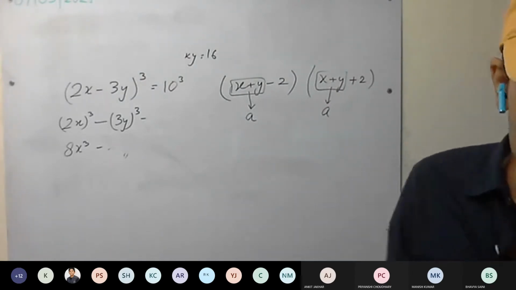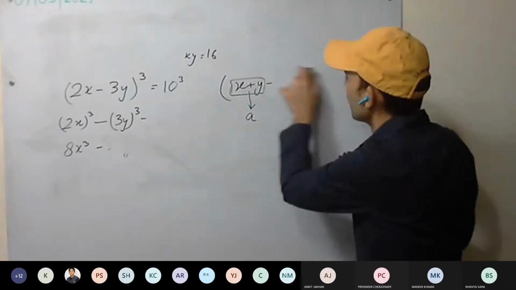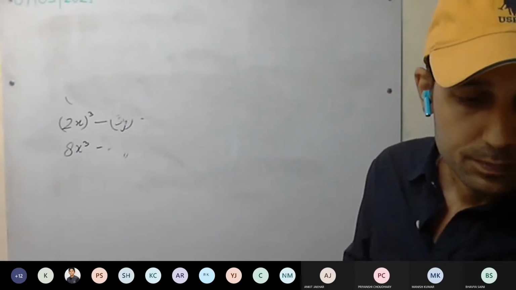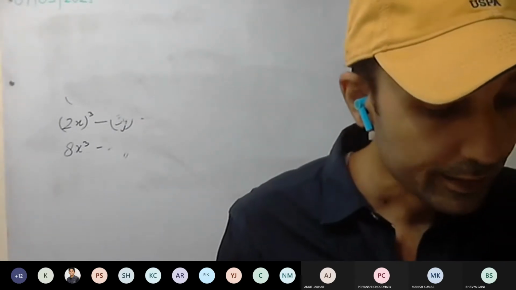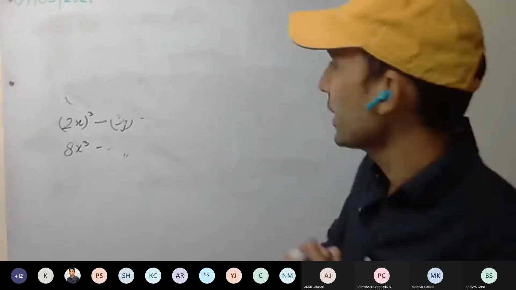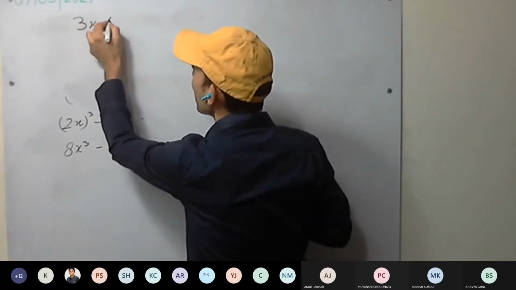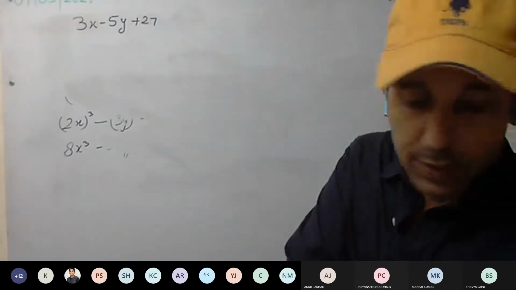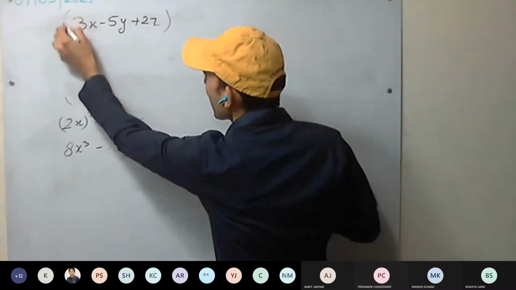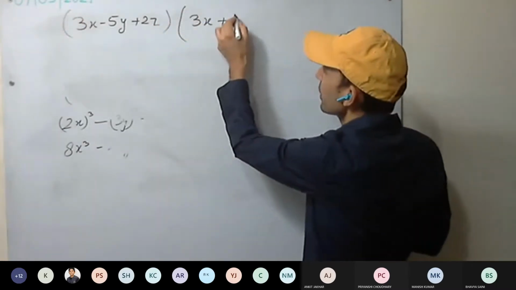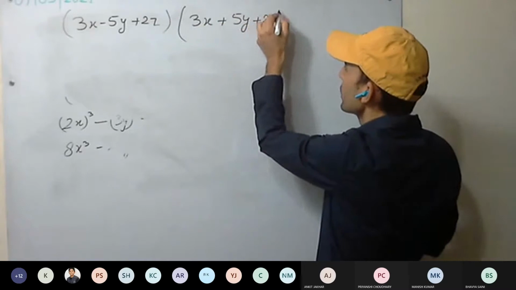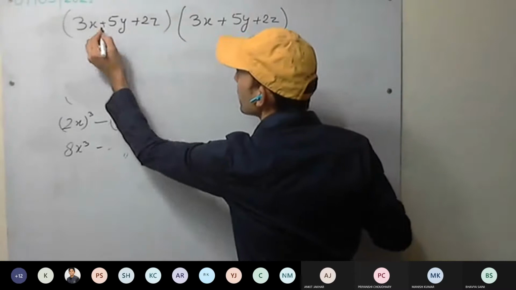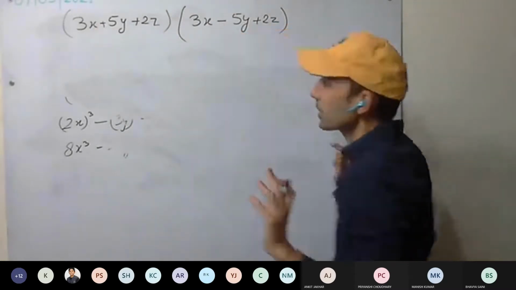Okay, so in the first one, what should we take? I'll repeat afterwards. Plus 2z, 3x. See here. 3x minus 5 plus 2z. This comes plus 2z. And in the next it is given 3x plus 5 plus 2z. This is given 3x minus 5. Here it is plus, here it is minus. This is given.